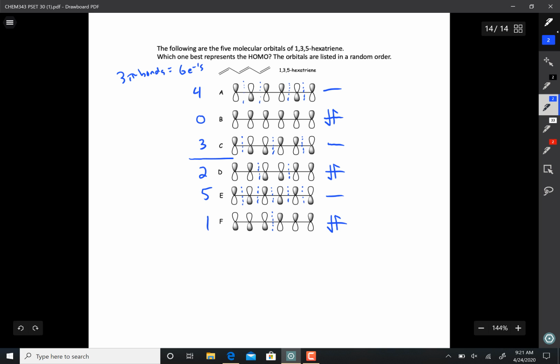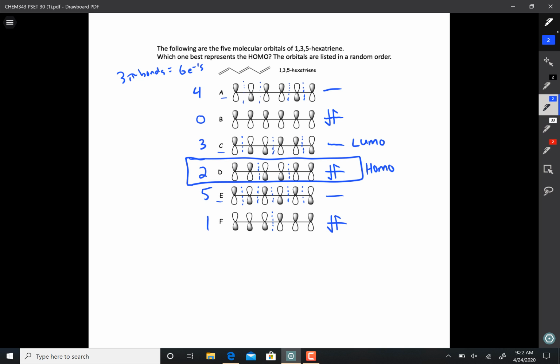So this one right here, D, has electrons in it, and it is also the highest energy, so this is the HOMO. The LUMO is the one with the lowest energy that's empty. So we have 3 that are empty, A, C, and E. The one that's lowest energy would be C, so C, if the question was asking for the LUMO, would be that one. That's one way of doing this question.